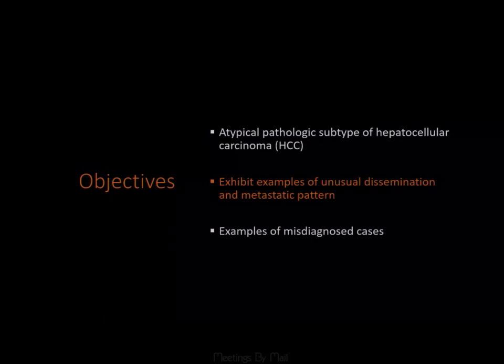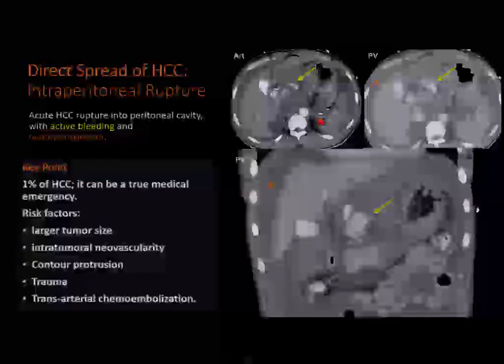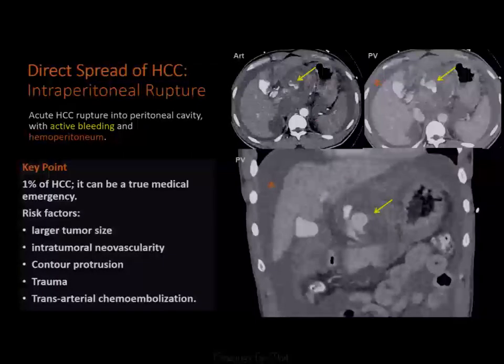I'm going to show you a couple of examples of unusual dissemination and metastatic patterns of HCC. In general, HCCs can metastasize hematogenously and through lymphatics, and they can also directly spread into the adjacent organs and peritoneum. This was a case of a subcapsular HCC with numerous peritoneal nodules. Presumably these are related to micro-ruptures into the peritoneal or omental surfaces. If the rupture happens acutely, the patient will come in with shock, and this is a true medical emergency.